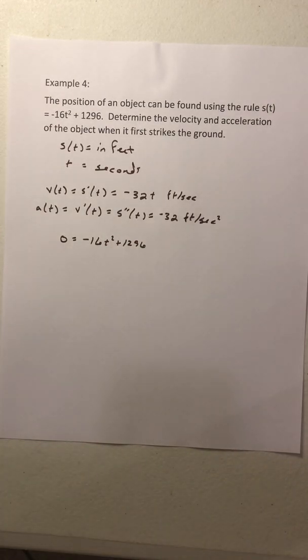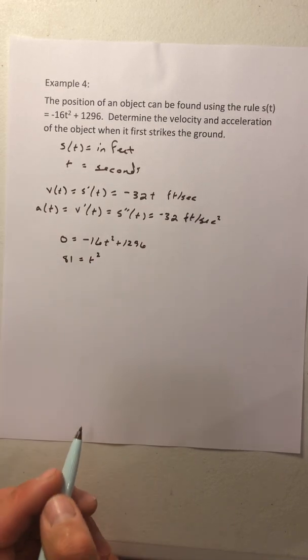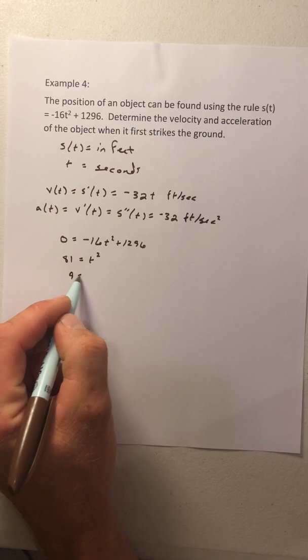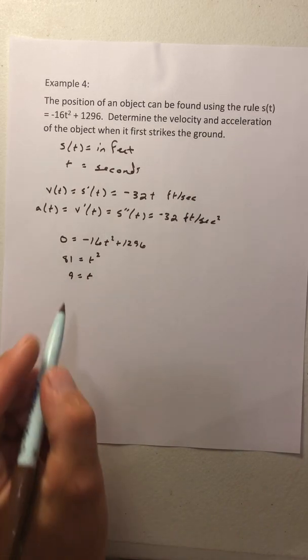We can go ahead and throw it into the calculator. Solving for that, let's see, 1296 divided by 16. We get 81. It worked out nice and clean for us. So 81 equals t squared, so 9 is going to equal t. So this object is going to strike the ground after 9 seconds.